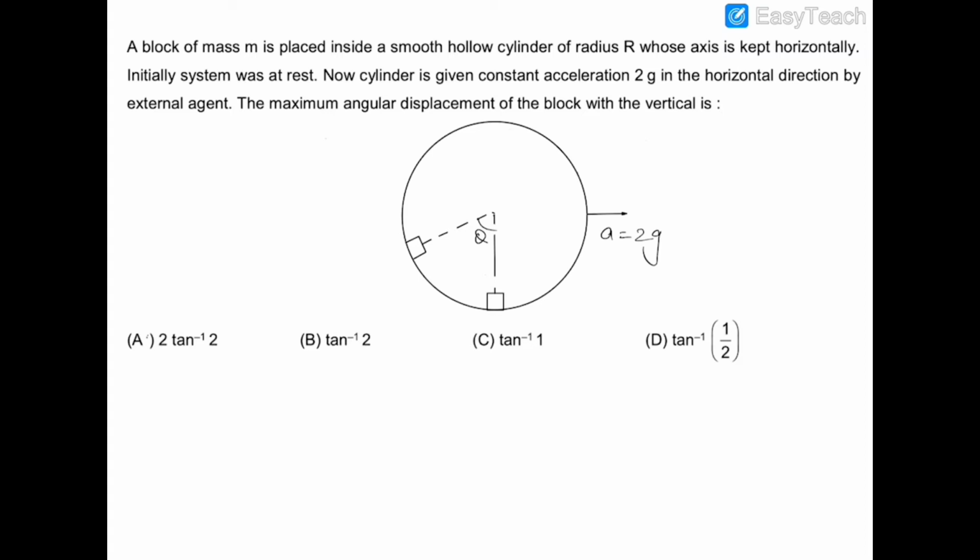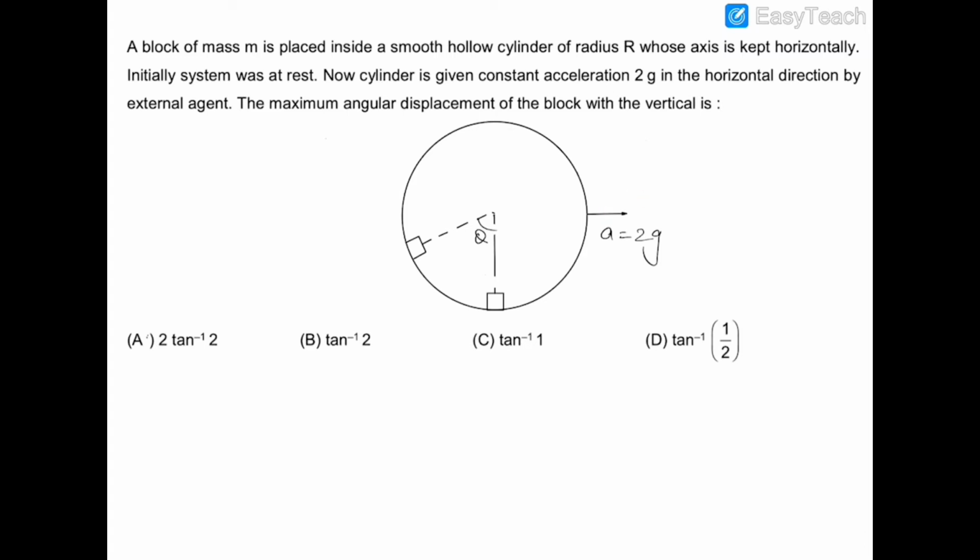You can see the cylinder. This is the cylinder. This is the center of the cylinder, and this system was initially at rest. Now suddenly, with a jerk, this cylinder is being accelerated with an acceleration of 2g in the forward direction, and this is done by an external agent.